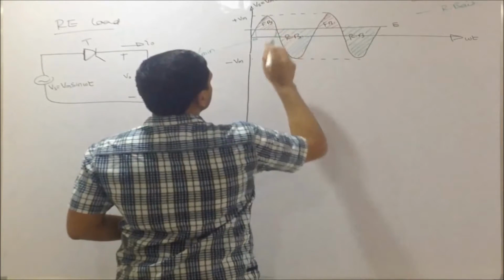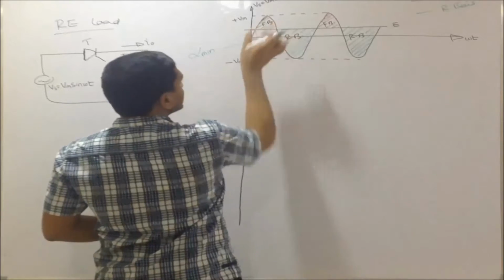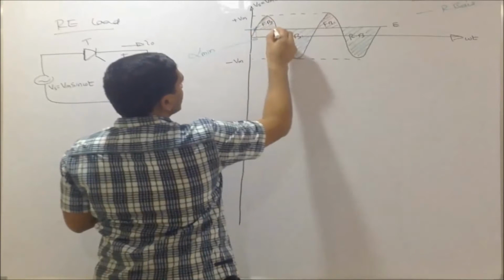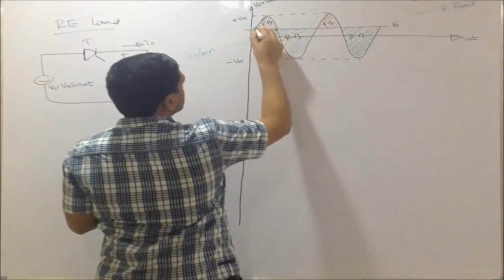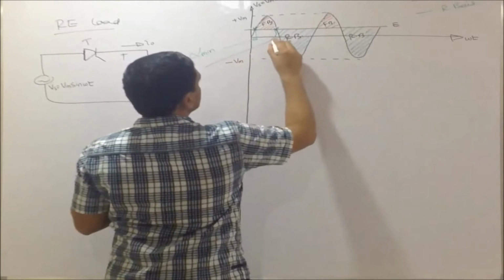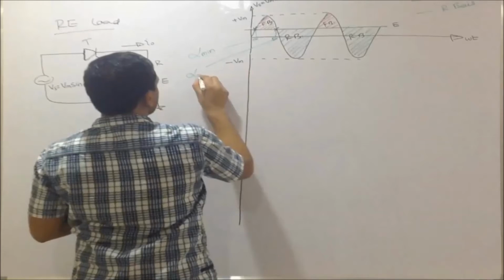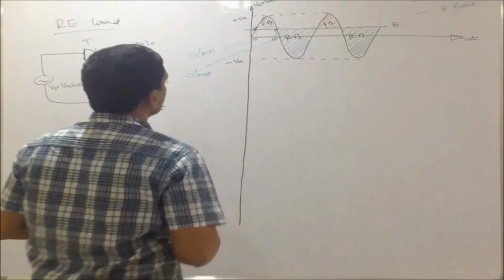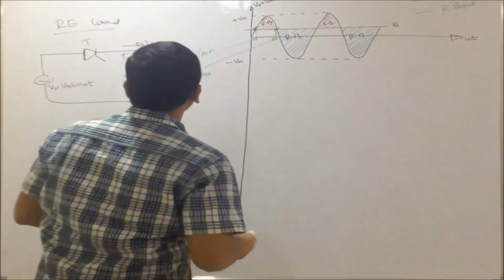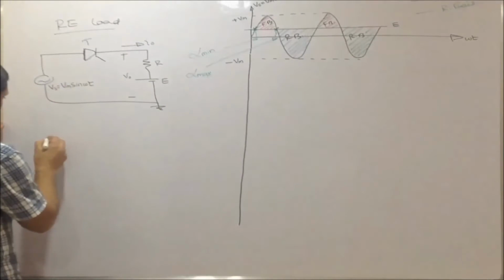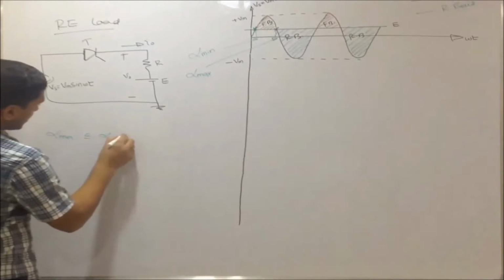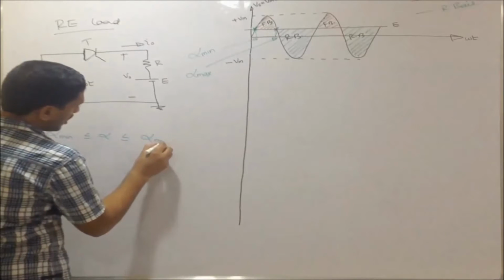Okay. Because I can fire the SCR in this region. So the minimum occurs at this point and the maximum occurs at this point. This is alpha max, the maximum firing angle. So what is the range of firing angle? The range of firing angle is alpha min less than or equal to alpha less than or equal to alpha max.